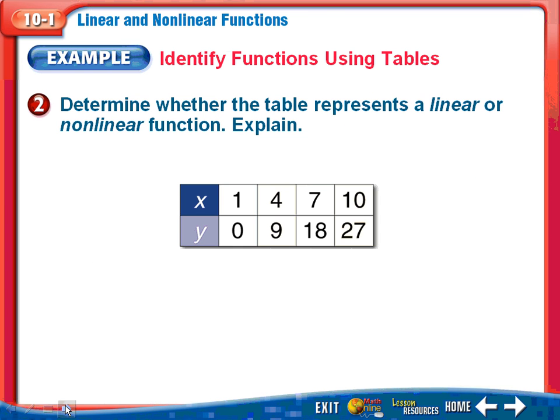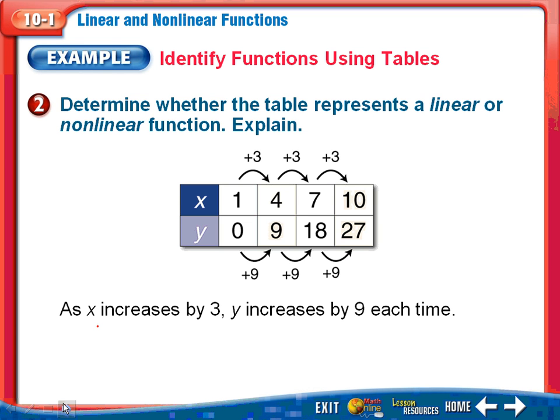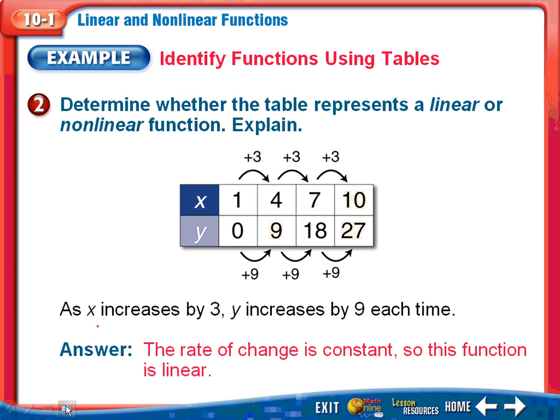Determine whether the table represents a linear or nonlinear function. Explain. So once again, we're going to find the change in the x's. Find the change in the y's. And we can agree that that is linear because the ratio 9 over 3 breaks down to 3 each time.